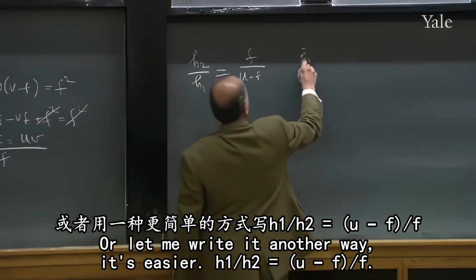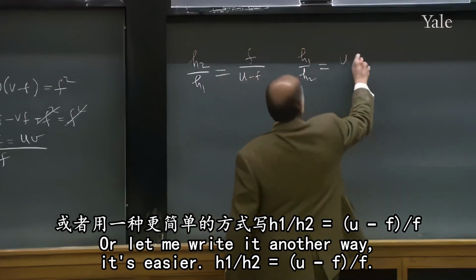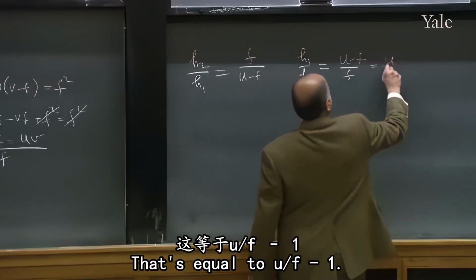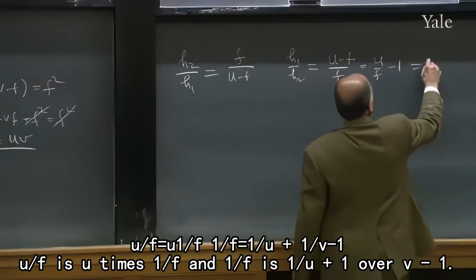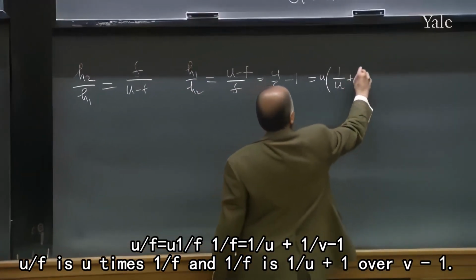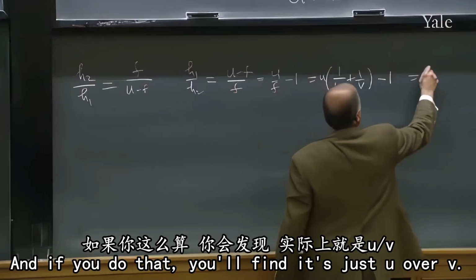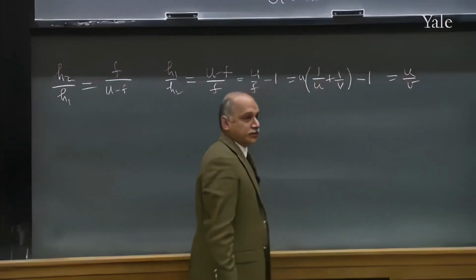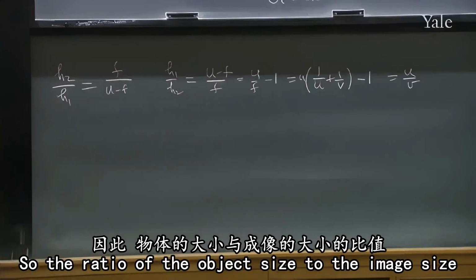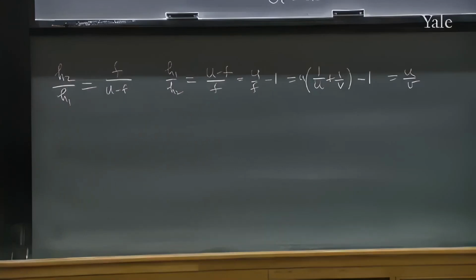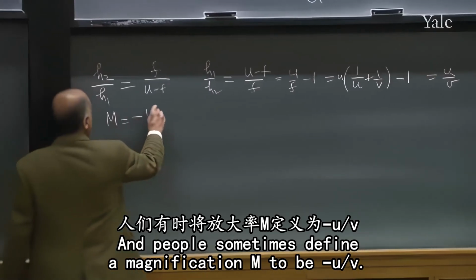Or let me write it another way, easier. h1 over h2 is equal to u minus f over f. That is equal to u over f minus 1. u over f is u times 1 over f, but 1 over f is 1 over u plus 1 over v, minus 1. And if you do that, you'll find it's just u over v. So the ratio of the object size to the image size is the ratio of the object distance to the image distance. And people sometimes define a magnification m to be minus u over v.